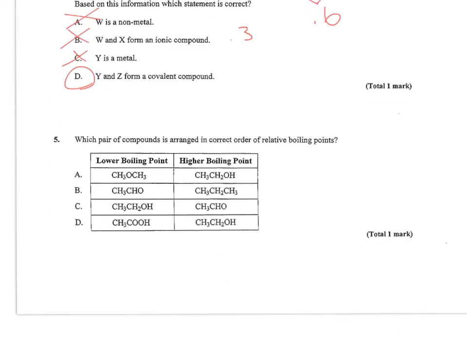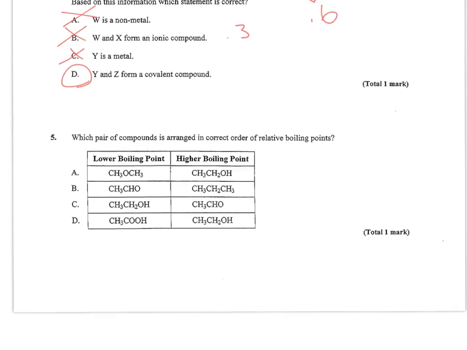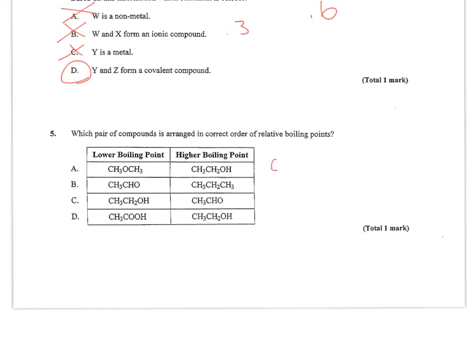Number 5 wants to know which pair of compounds is arranged in the correct order of relative boiling points, with the lower boiling point being on the left, the higher on the right. So A, I've got C, single bonded to an oxygen, single bond to a carbon. And over here, I've got COH, so this would be the lower melting point with dipole-dipole forces, and this having a hydrogen bond. Let's just make sure it's the only one that seems to fit that criteria.